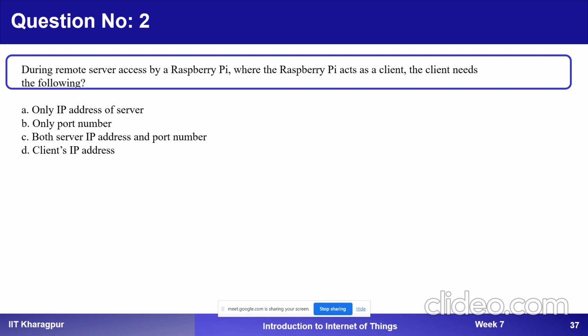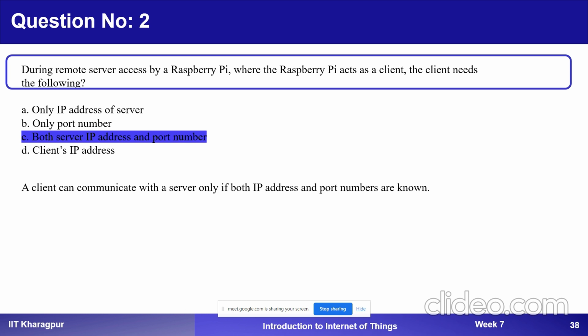Next question is, during remote server access by Raspberry Pi, where the Raspberry Pi acts as a client, the client needs the following. Options are only IP address of server, only port number, both server IP address and port number, client IP address. Both server IP address and port number. Okay, anyone else? So correct option for this is C. Whenever you are going to make a connection, you need both server IP address and port number for establishing the connection.